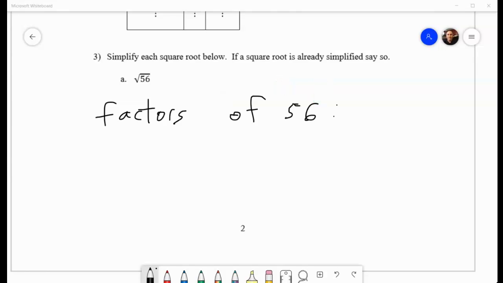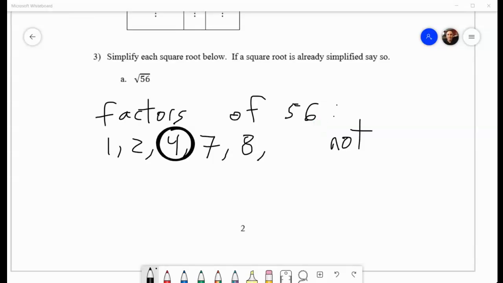Right? So, okay, so what are they? We're going to have 1. We have 2. Right? We have 4. I'm trying to think what else. We have 7, 8. Well, actually, we can stop right there. 8, thank you. We can stop right here, actually, because 4 is a factor and 4 is a perfect square. So this is not simplified.